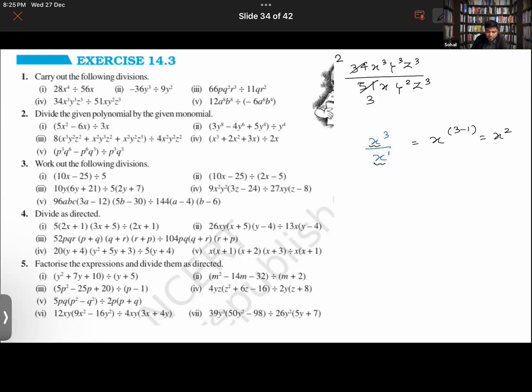x cube upon x, y cube upon y square, z cube upon z square. Basically this will cancel out, no? Okay, now. So in this manner you have to solve. That will be 2 upon 3 x square y. Getting this now?